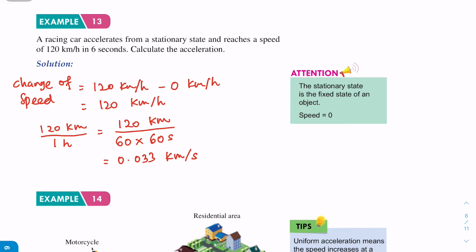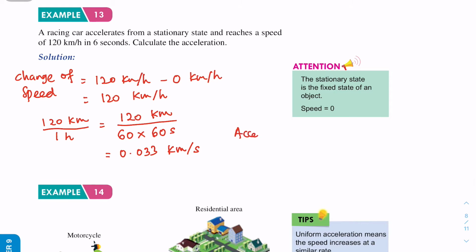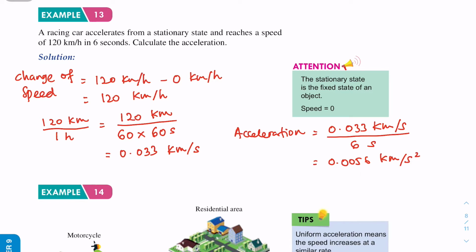So now we want to find the acceleration. We have 0.033 kilometer per second. Then we divide with how many seconds? 6 seconds. So divide by 6 seconds, and our answer is 0.0056 kilometer per second square. So that is how you calculate the acceleration.